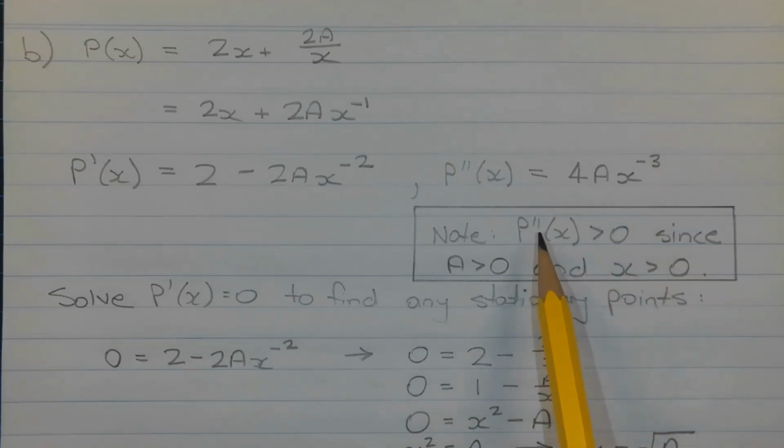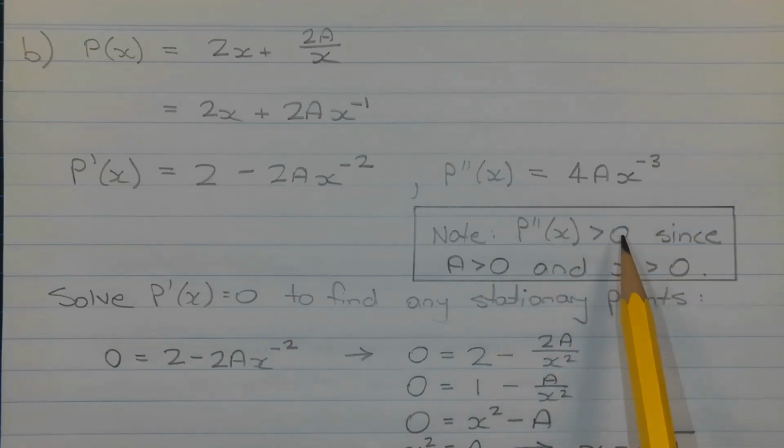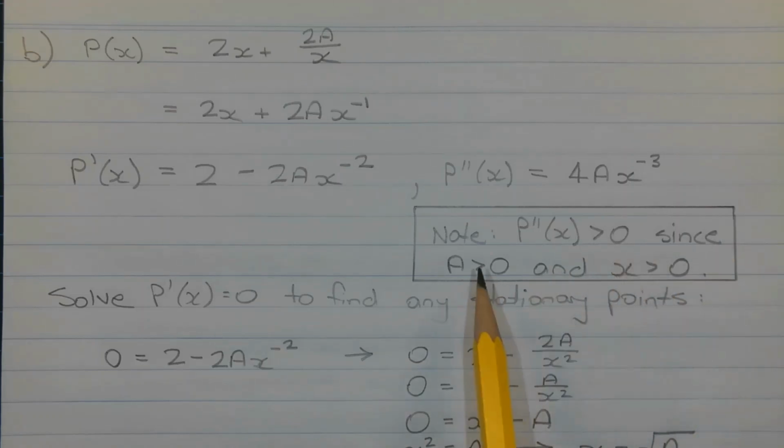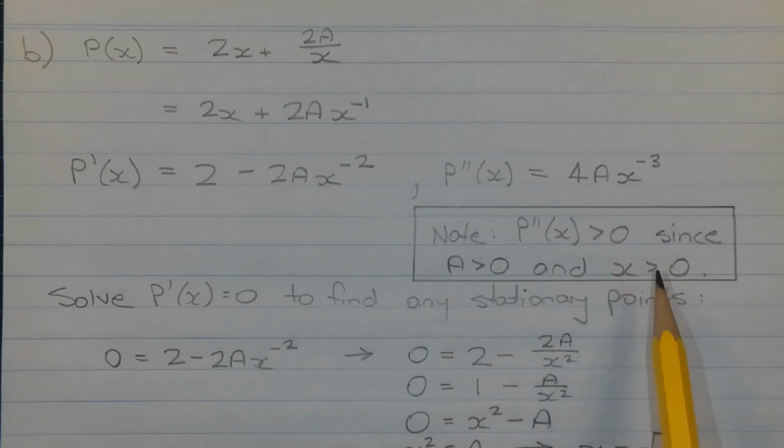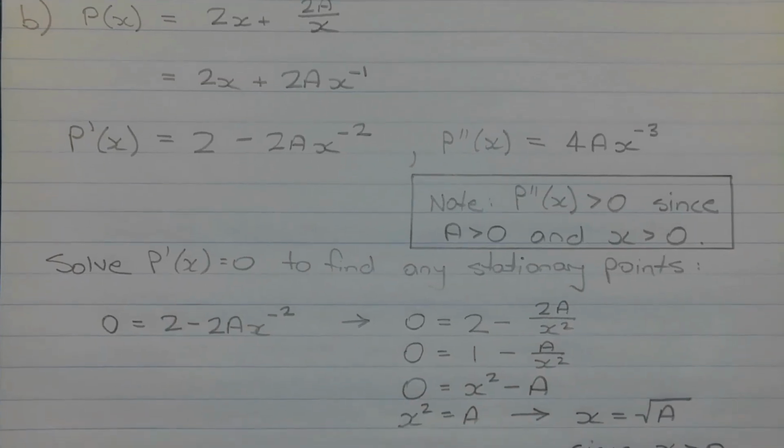Now note that the second derivative, p double dash of x, is greater than 0, or positive, since a is greater than 0, because a represents an area, and x is greater than 0 because x represents a distance. So any stationary points that we find will be minimum points. So to find any stationary points, we solve p dash of x equals 0.